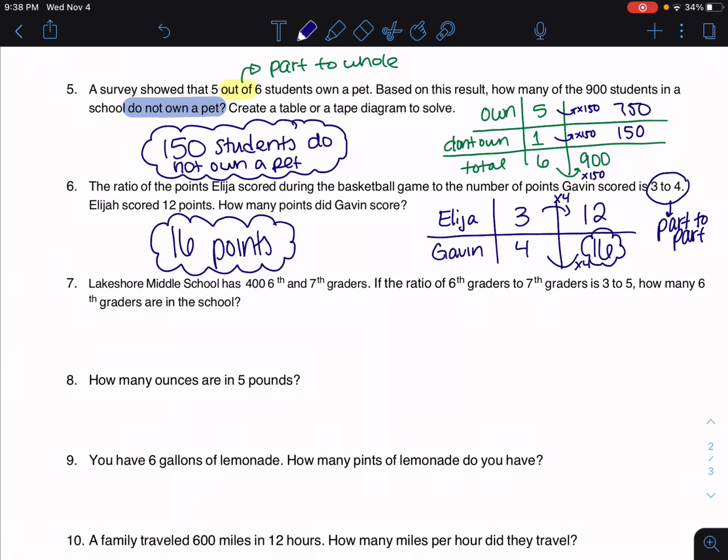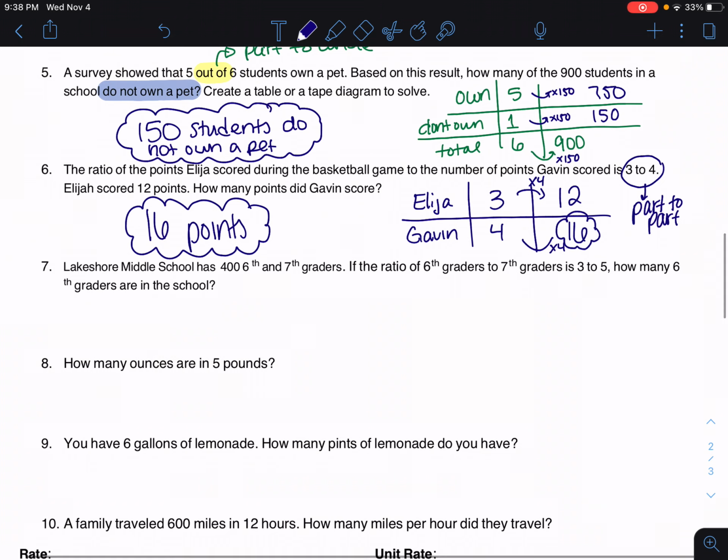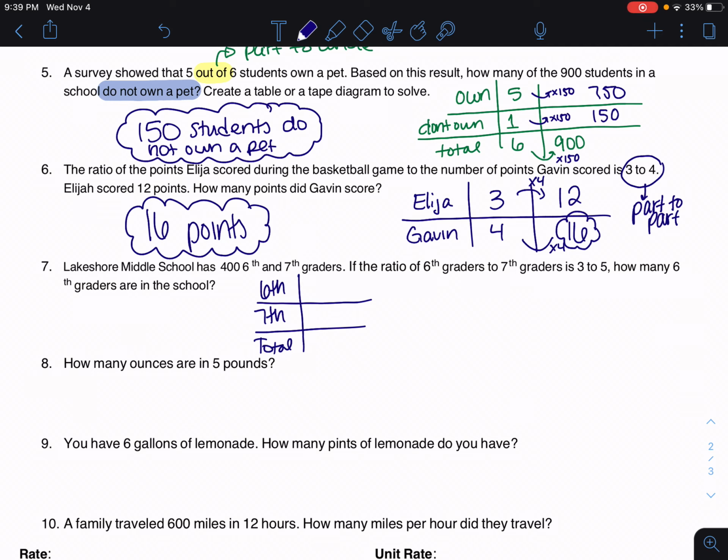Number 7 says Lakeshore Middle School has 400 6th and 7th graders. If the ratio of 6th graders to 7th graders is 3 to 5, how many 6th graders are in the school? So I've got 6th graders, 7th graders, and the total. They gave me a part-to-part. This is a part-to-part. So 3 to 5, which means that my total is 8. And then they give me a total number of students, which is 400.